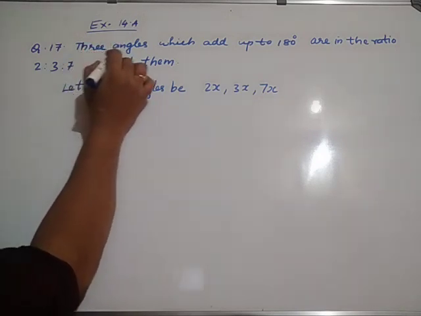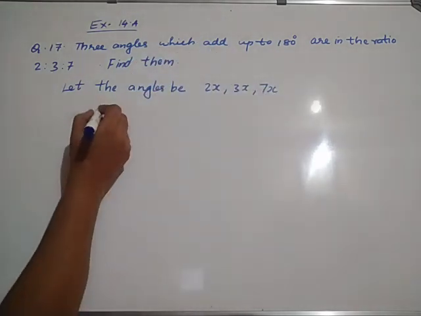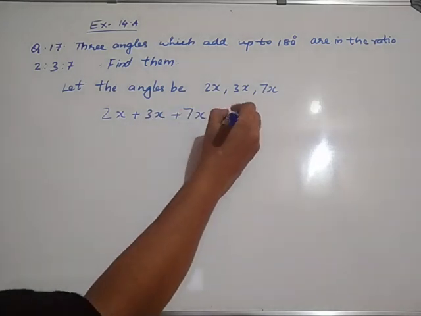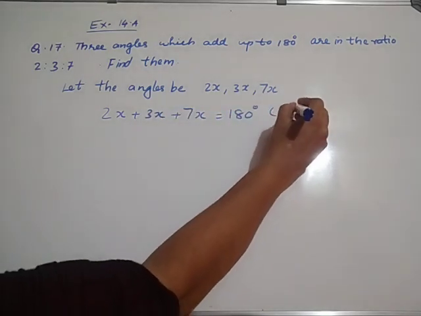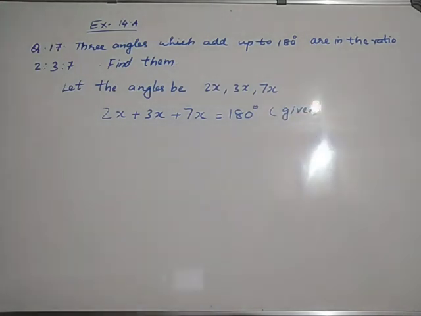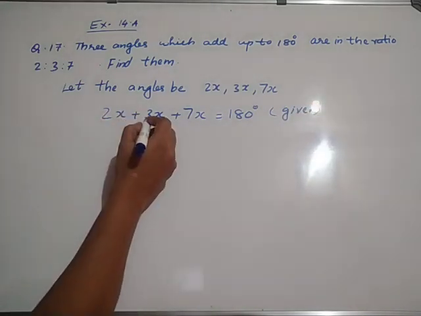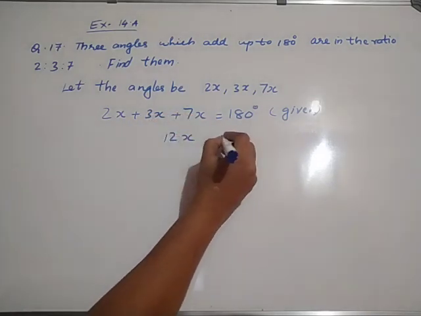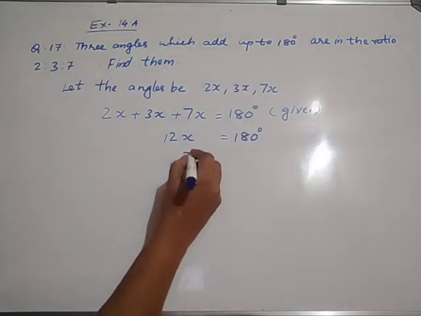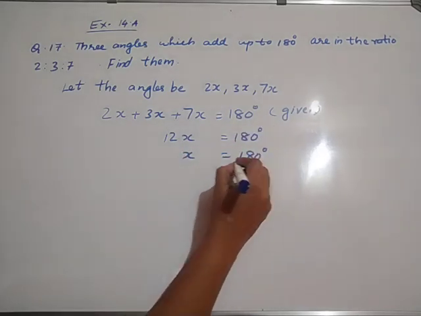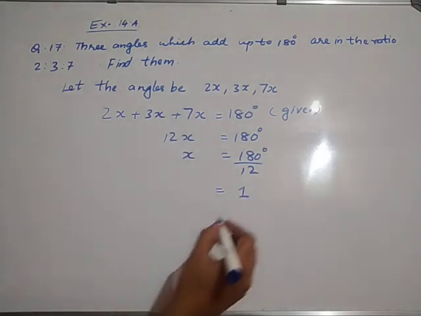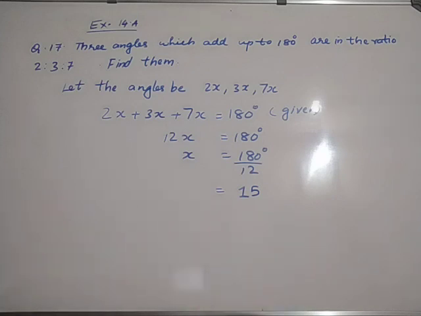And it is given that the three angles add up to 180 degrees. So 2x plus 3x plus 7x is equal to 180 degrees. It is given in the question. So let us add the values. 2 plus 3 is 5, 5 plus 7 is 12, so 12x is equal to 180 degrees. x is equal to 180 degrees by 12. 12 1s are 12, remainder 6, 60, 5 12s are 60. So 15 degrees is the value of x.